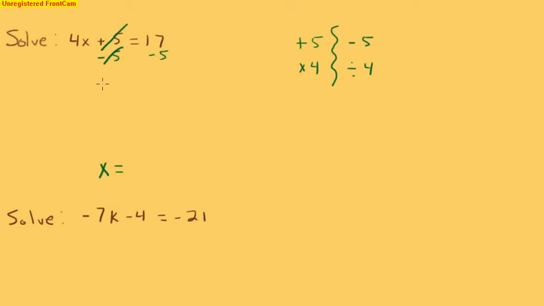Negative 5 and positive 5 cancel out. We've got 4x equals 17 minus 5, which is 12. Do we have x by itself? Nope. We are still multiplying x by 4. It's not by itself. We knew that we were going to have to divide by 4, which is the same as multiplying by 1/4. Four over 4 is the same as 1. 1 times x is x. x equals 12/4, and 12/4 simplifies to 3.